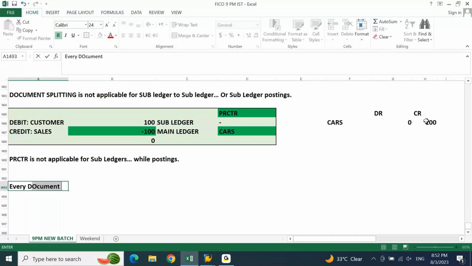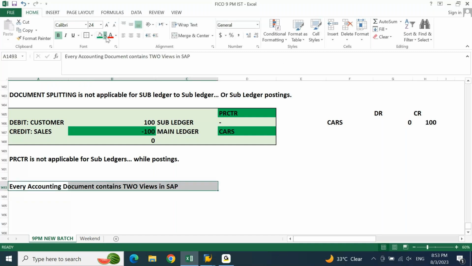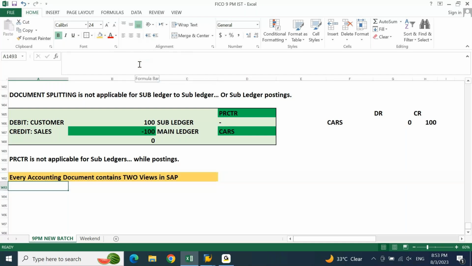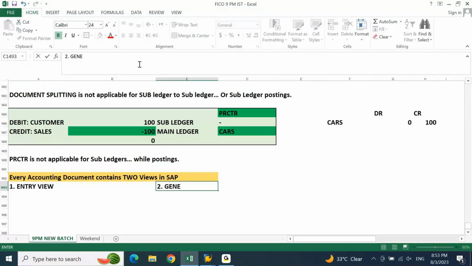Okay, every accounting document contains 2 views in SAP. When we talk about 2 views, the first one is your entry view, the second one is your general ledger view. I think everybody must have seen this entry view, general ledger view.